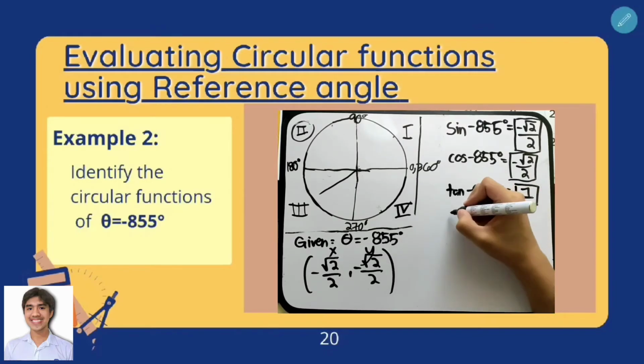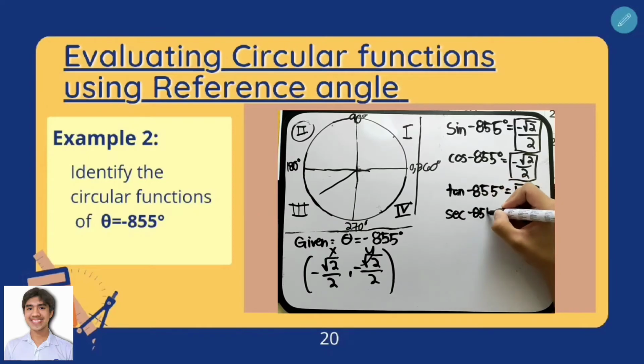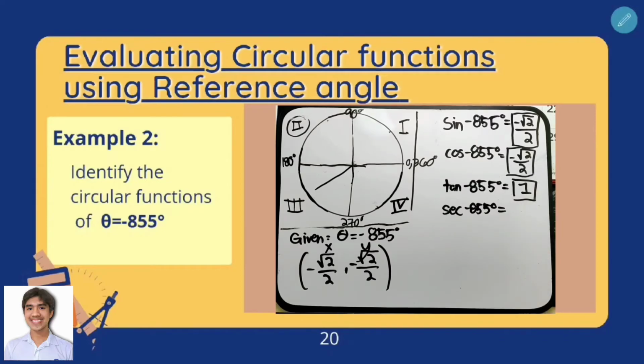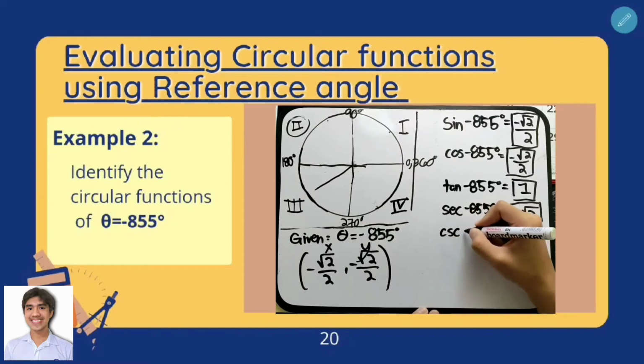Next, let's identify the secant of negative 855 degrees. Secant is the reciprocal of cosine. We need to rationalize this because there should be no radical sign in the denominator. All we have to do is to multiply the numerator and the denominator by the denominator itself. We can cancel 2 in the numerator and the denominator, and what's left is negative square root of 2. That is our secant.